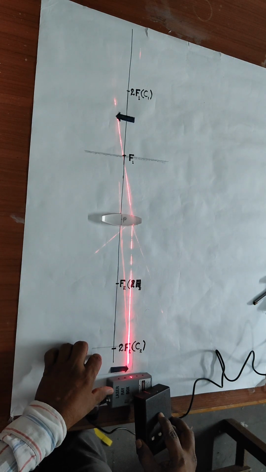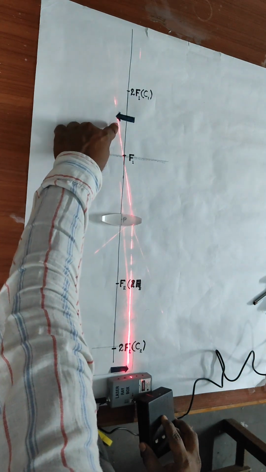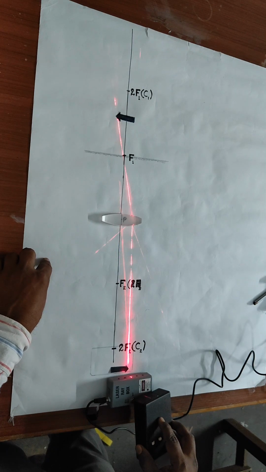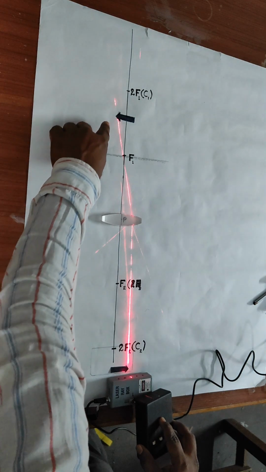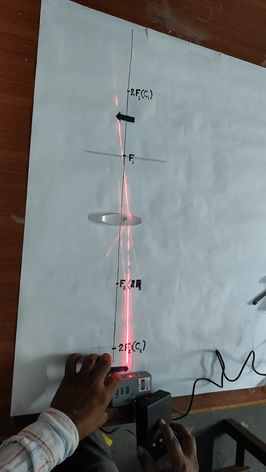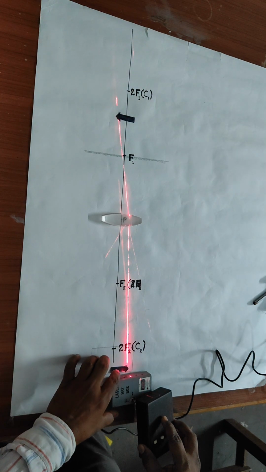So observe here, these two refracted rays are converging. Here we are getting the image. That image is a diminished image, an inverted image, and a real image.